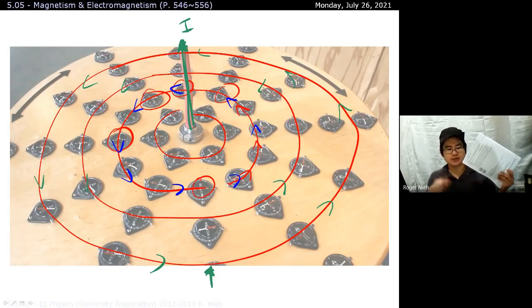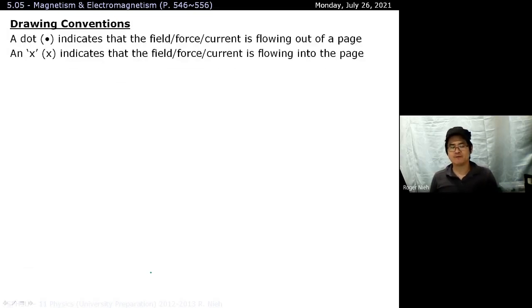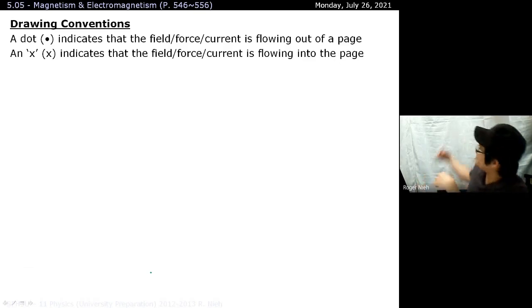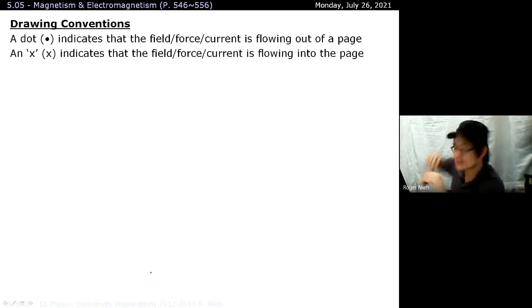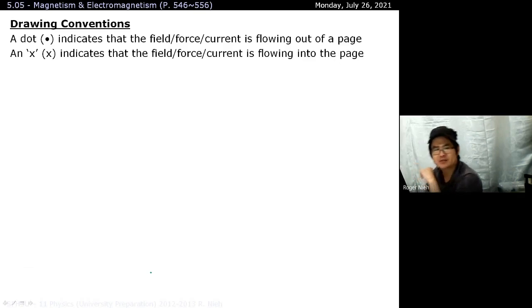Okay, so here's the symbolic notation to describe fields or vectors that are pointing either out of the page or into the page. We go by this dot and X notation, where a dot indicates that the force, the field, or the current is pointing out of the page, like right towards you guys. No, sorry, I'm just showing it in the wrong perspective. I should be standing where the camera is. So if you see a dot, that means the current is coming towards you. And if you see an X, that means the current or the force is going away from you and going into the page. I'll give you guys a moment to jot that down.